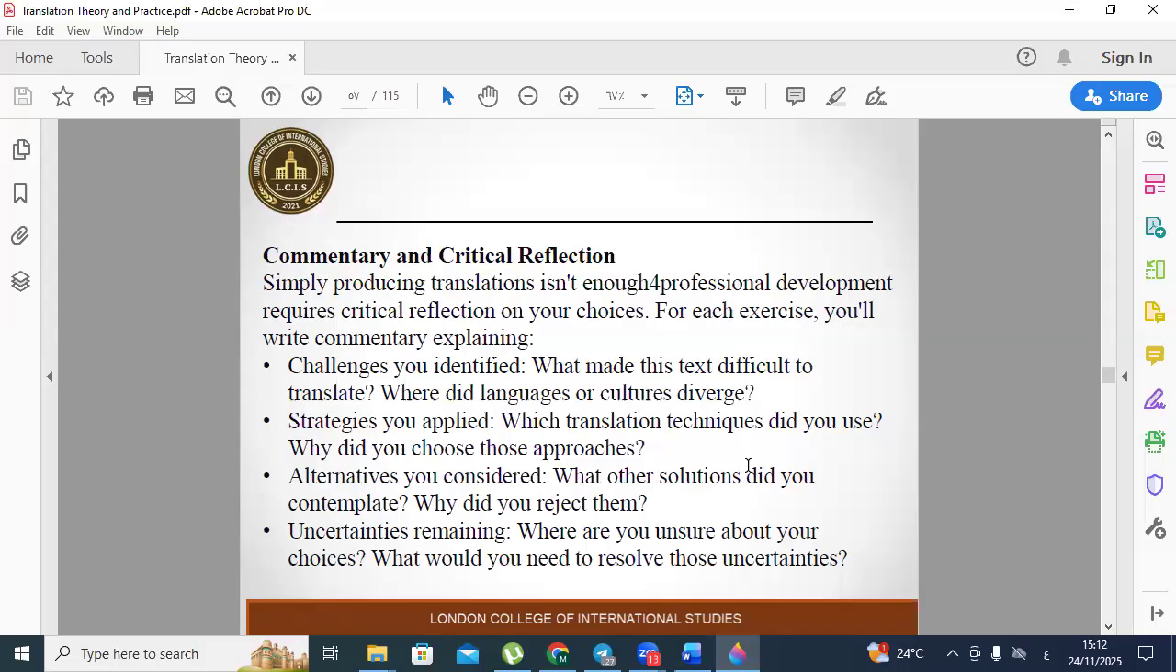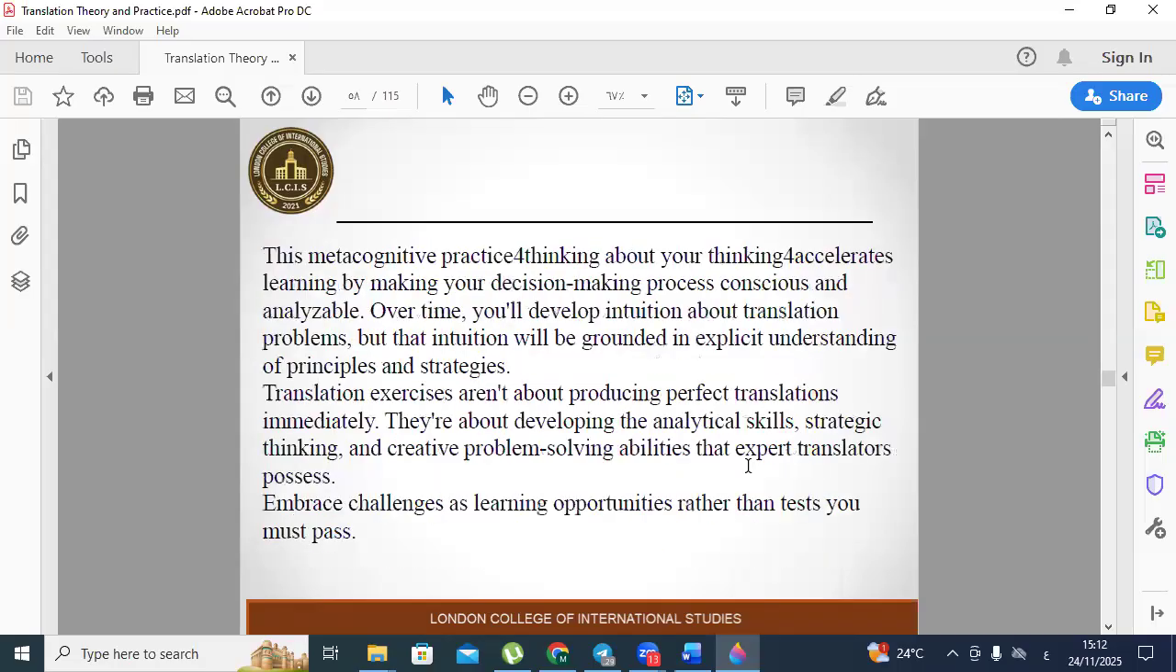Why did you reject them? Uncertainties remaining. Where are you unsure about your choices? What do you need to resolve those uncertainties? This metacognitive practice, thinking about your thinking, accelerates learning by making your decision making process conscious and analyzable. Over time, you'll develop intuition about translation problems, but that intuition will be grounded in explicit understanding of principles and strategies.